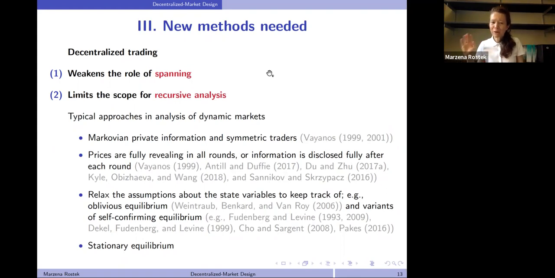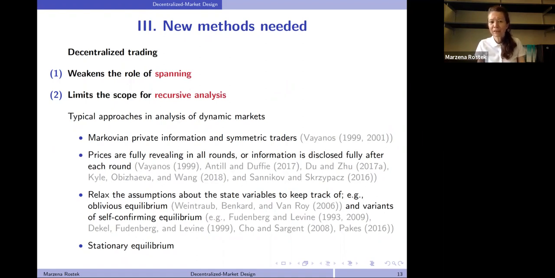These problems have long been recognized, and they are a reason why the literature on dynamic markets, financial markets, but more generally oligopolistic markets, has a focus on environments that are symmetric in some sense. So we either assume that private information is Markovian and traders are symmetric, or we assume that prices are fully revealing in each round, which amounts to joint symmetry assumptions on the market information structure. Or we assume that prices are disclosed after every round, information is disclosed after every round. Or we focus on stationary equilibria, another joint symmetry assumption.